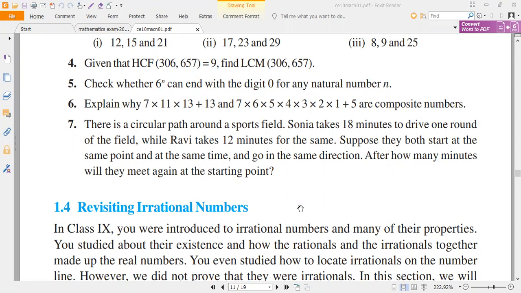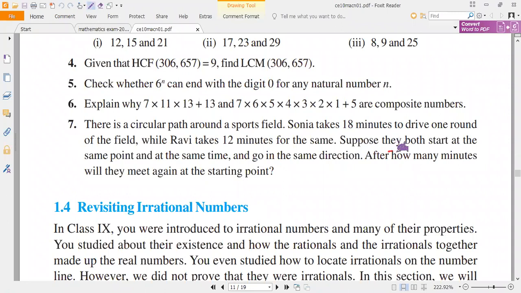There is a circular path around the sports field. Sonia takes 18 minutes to drive one round of the field. Ravi takes 12 minutes for the same round. Suppose they both start at the same point and at the same time.